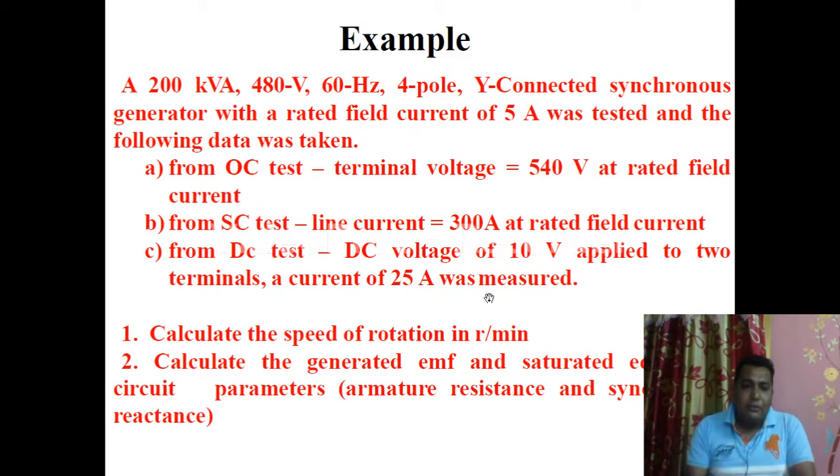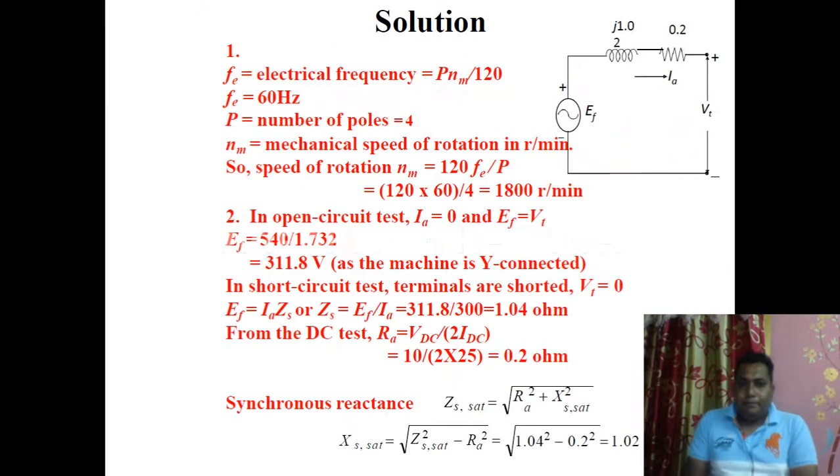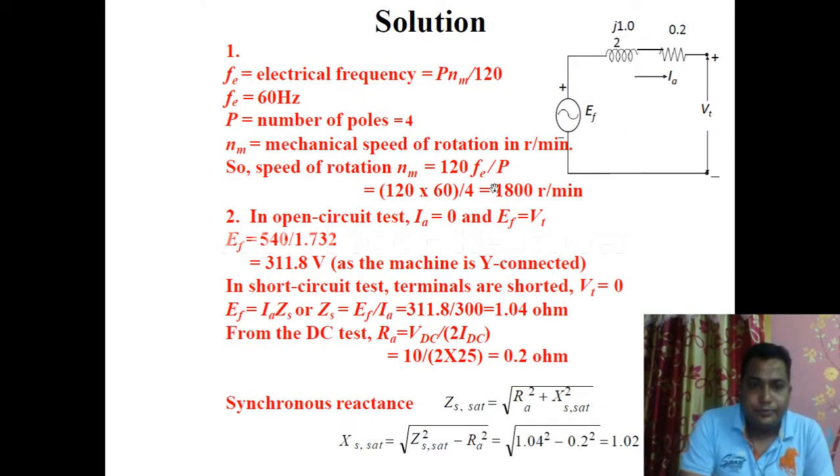So calculate the speed of rotation in RPM, calculate the generated EMF, and calculate the equivalent circuit parameters. These are the things you have to find out. Here the alternator specification is given, and at the rated value of field current, the terminal voltage and the short circuit current are given, and the DC test voltage and current readings are also given. So from there we have to calculate everything. So these are the values given.